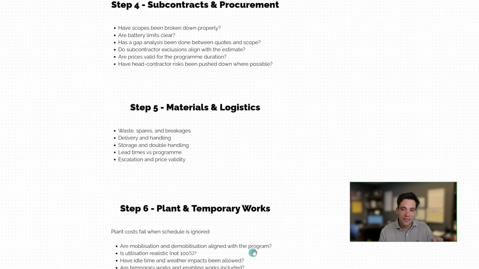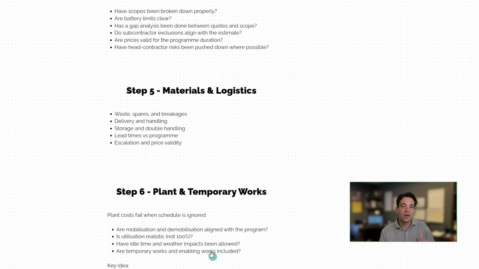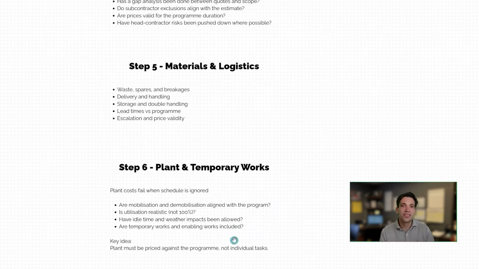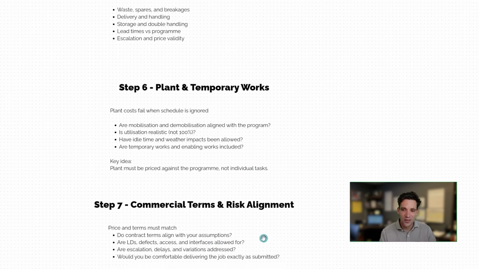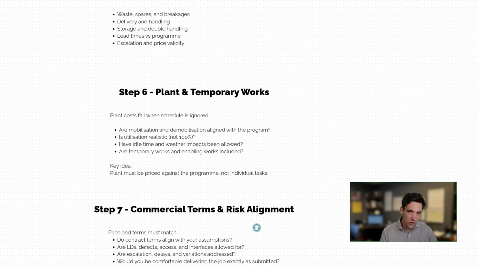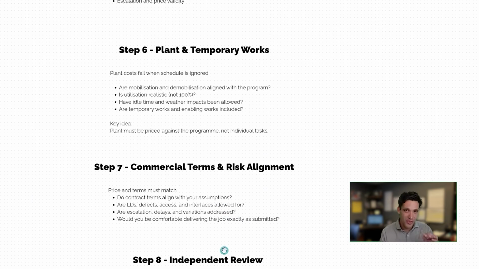Next, you should look at your plant and temporary works. I always talk about when I'm estimating plant costs, it really comes down to understanding the schedule. If you're dealing with big plant like cranes, how many mobilizations have you allowed for? Does it match the construction sequencing? Then you want to check your commercial terms and your risk alignment. Are there any specific contract terms or conditions, like high rates of liquidated damages or an extended defect liability period, that you need to allow for separately?